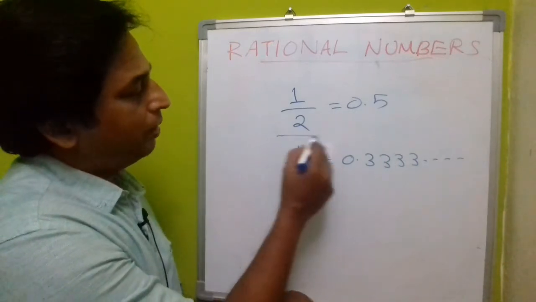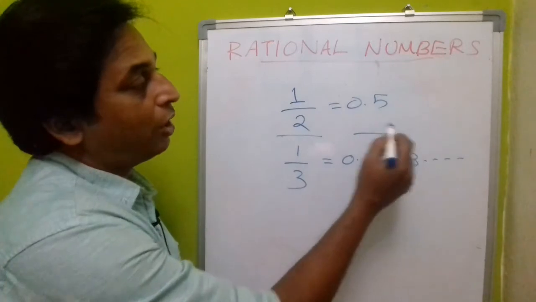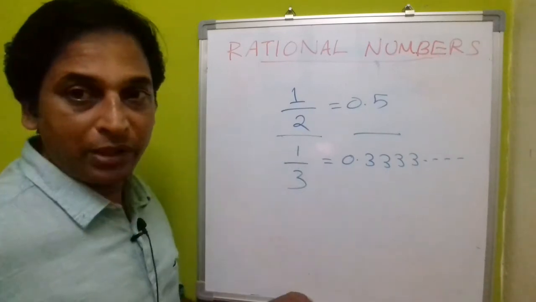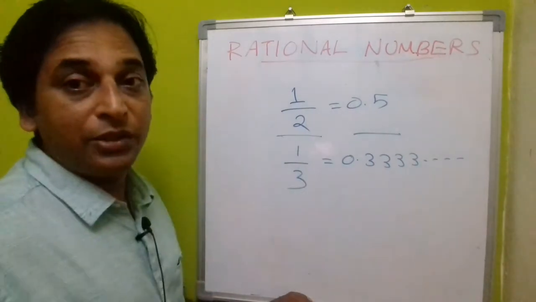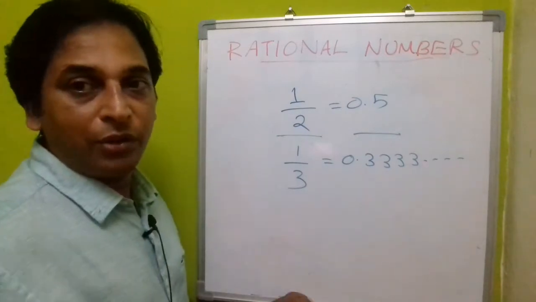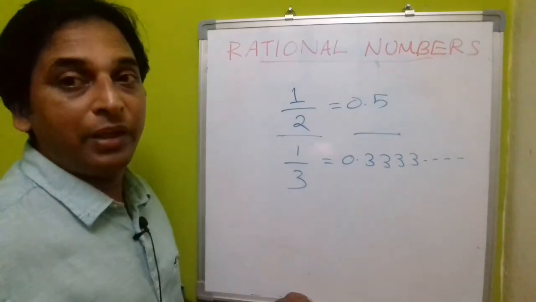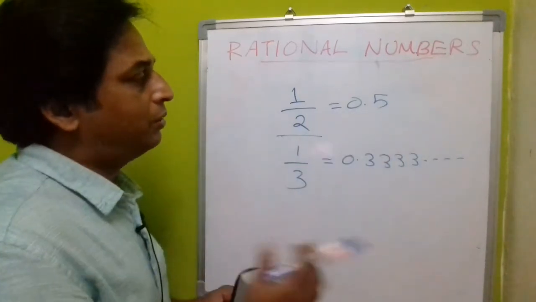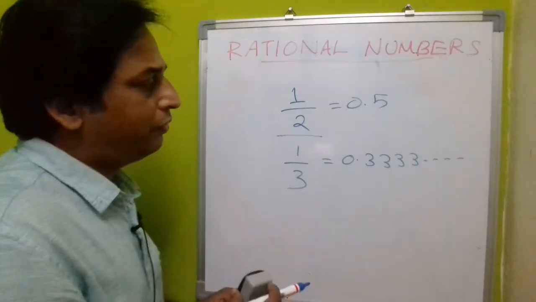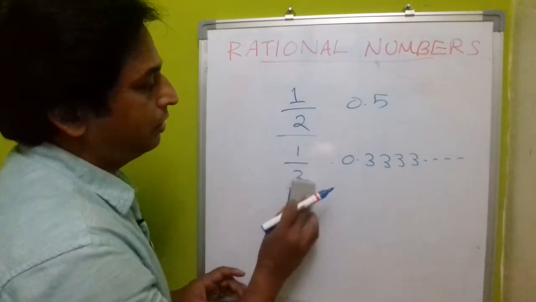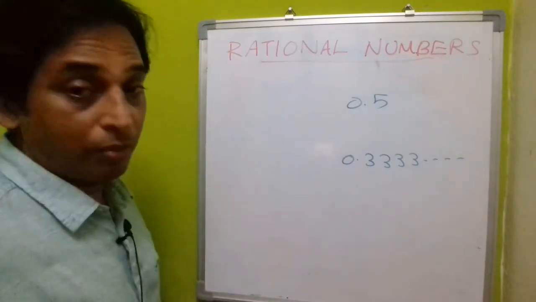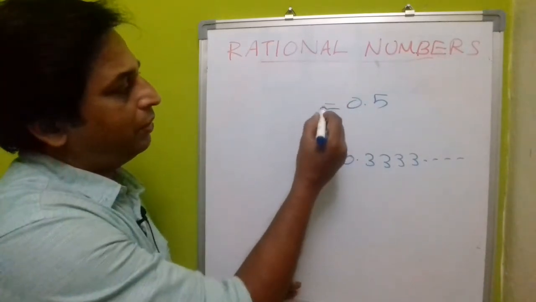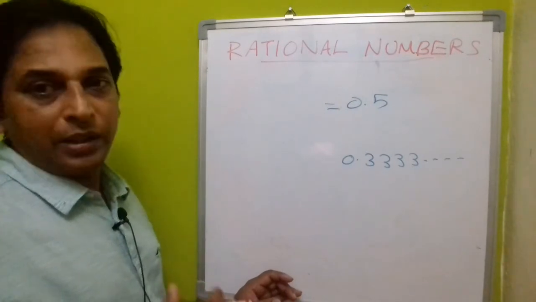So what is the difference between these two numbers? The decimal expansion of 1 by 2 is terminating. It is stopping after 0.5. That's all. But in the case of 1 by 3, the decimal expansion is not terminating. It is continuing, repeating. So these are the two types of rational numbers. If you get numbers like this, how can you write them in the form of p by q? This is what you need to learn in this session.